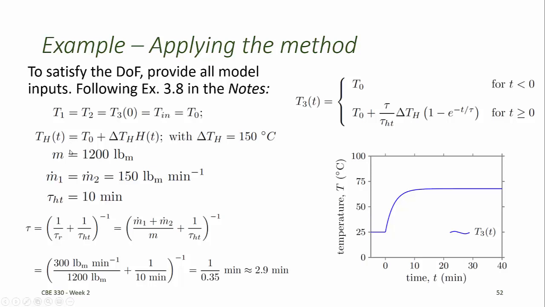We'll say that the mass of fluid in the tank is 1,200 pounds mass, and that the mass flow rates of stream 1 and stream 2 are both 150 pounds mass per minute. The characteristic time for heat transfer is set to 10 minutes, and we can combine that with the residence time for the tank, computed as m over m1 plus m2, to find the parameter tau, which is approximately 2.9 minutes. Our I-factor solution, with these model inputs, says that T3 will be equal to T0 for all t less than 0, and will be described by this modified exponential for all t greater than 0. This solution is plotted here.